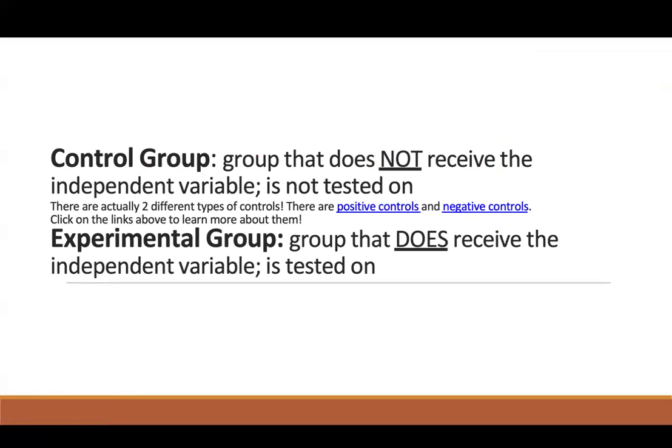So in short, our control group will be the one that does not receive our independent variable. It's not tested. And our experimental groups do receive, to some extent, the experimental variable. Now, in class, we're actually going to talk about the fact that there is more than one type of control. There are positive controls and negative controls. We're going to do an activity in class about this specifically.